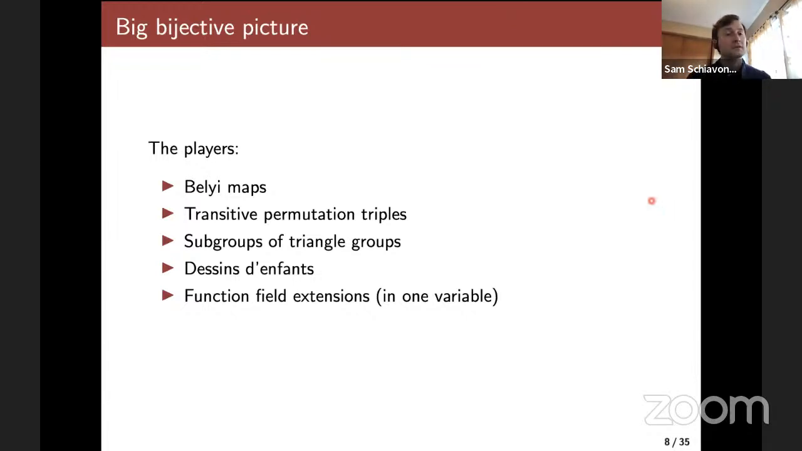Okay, so our method of computation relies on what I like to call the big bijective picture. There are many different categories, all of which are equivalent. The relevant players in this big bijective drama are Belyi maps, transitive permutation triples, subgroups of triangle groups, dessins d'enfant, and function field extensions in one variable. We've defined Belyi maps so far, so let's look at the other characters in this story.